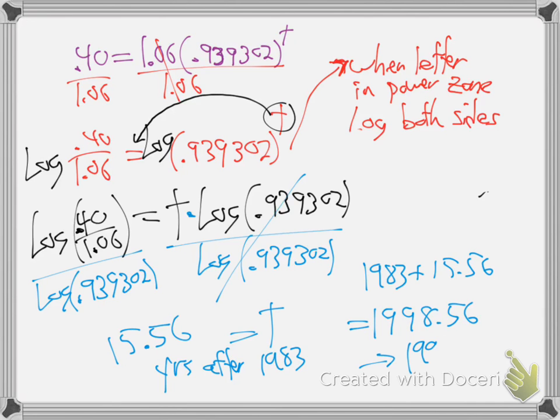So all they asked was the year, so we don't round it. We just say that in the middle of the year, a little past June of 1998, is when that dollar will shrink in value. If it continued with that pattern, then halfway through the year 1998, the dollar would be down to 40 cents in purchasing power. That was a lot of fancy math.